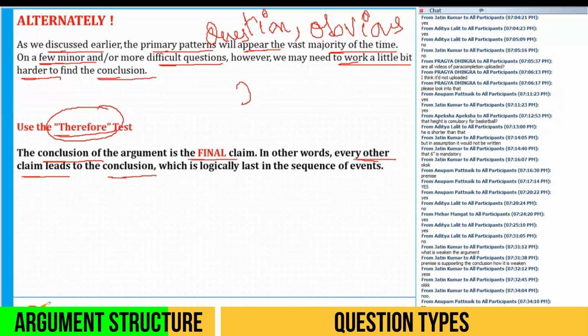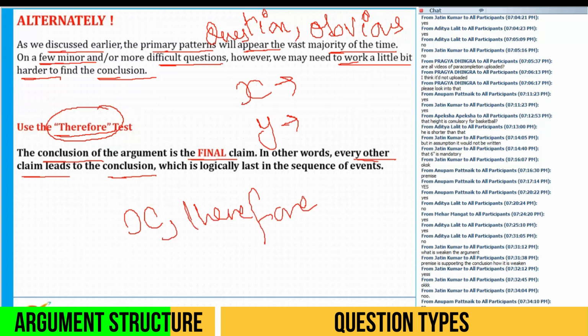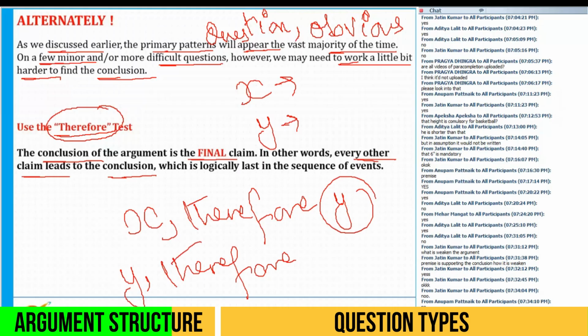So if there are two statements, let's say one statement, I will actually read one statement as X, the other statement I will read as Y. And I have a confusion. Which one is the conclusion? Is it X or is it Y? If you are in such a situation, what you should do, read it like this. First read statement X, then say therefore, and then say Y. If this makes sense, Y is the conclusion. Or if this does not make sense, then read it the other way around. First read statement Y, then say the word therefore, Y, therefore X. If this makes sense, then X is the conclusion. It's as simple as that.